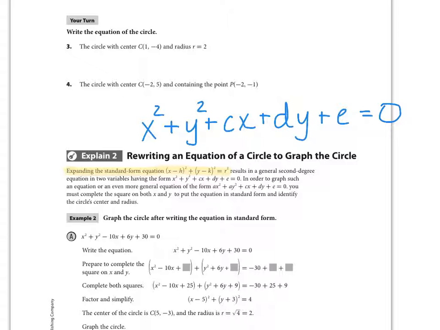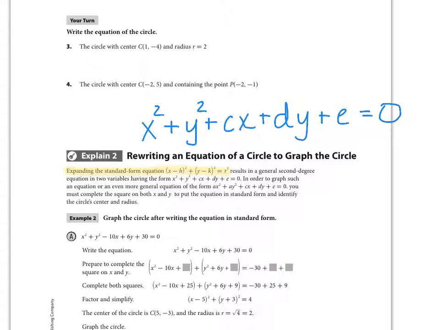Looking at page 161 in the middle of the page, if you were to expand the standard form of an equation for a circle, so if we were to multiply this all out, you get a second degree equation in which you have an x squared, you would have a y squared, you'd have some number that we're just going to call c times x, you'd have another number d as a coefficient of y, and then you'd have e, which would just be a constant, equals 0.